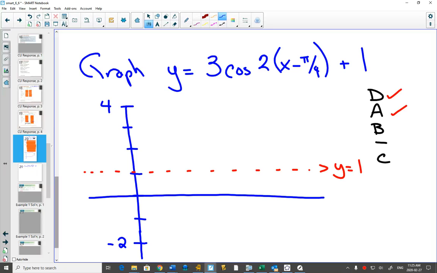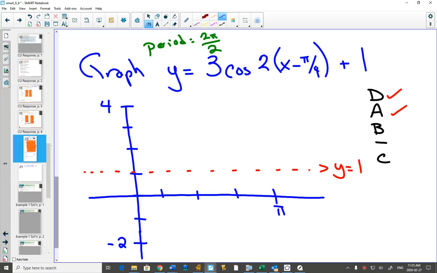B. The B value helps us calculate our period. So if I use the formula, my period is equal to 2 pi divided by my B value, can you see that your period is going to be pi? So we go somewhere along our x-axis, mark pi, because that's our period, and divide it into 4 equal sections.